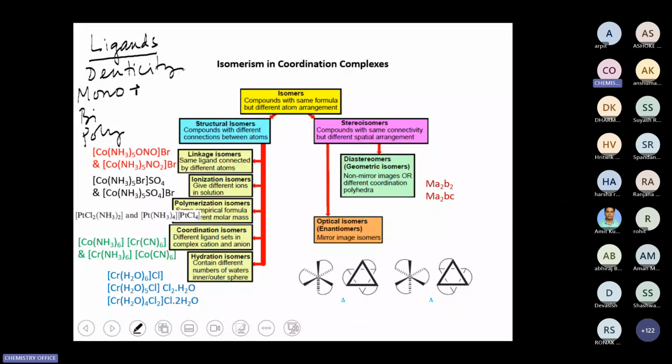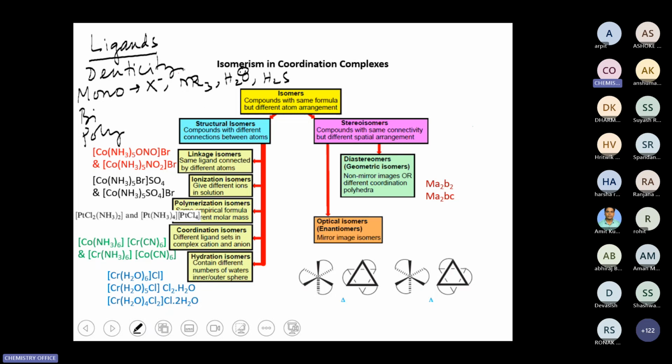Monodentate ligands usually contain an atom having a lone pair of electrons. Common examples are halides like X, amines like NR3, phosphines, or neutral ligands like amines, water, or H2S. There are lots of examples. So these are the monodentate ligands, where there is one donor site which can donate that lone pair of electrons.